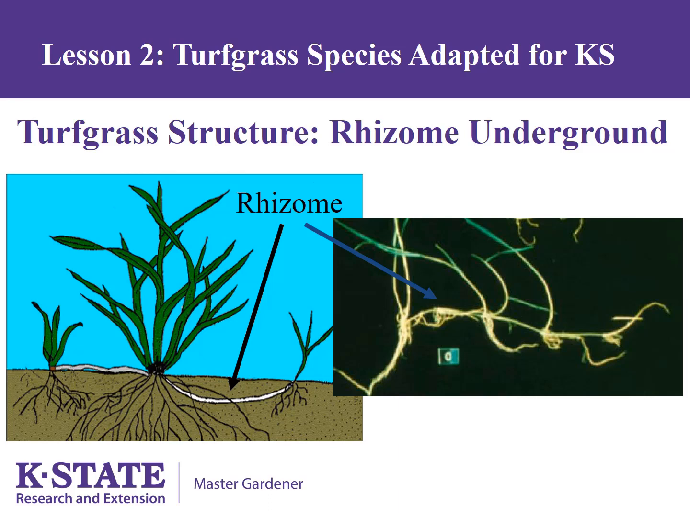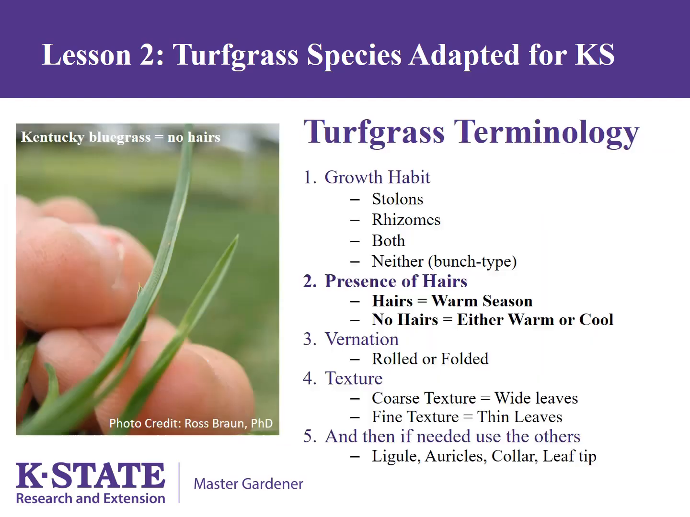So we have three different types. Some species have stolons only. Some species have stolons and rhizomes. Some only have rhizomes, and some of them have neither. So if you can find those things on the plant, then you can completely eliminate different types of species if you're trying to identify, and you know how to help manage it.